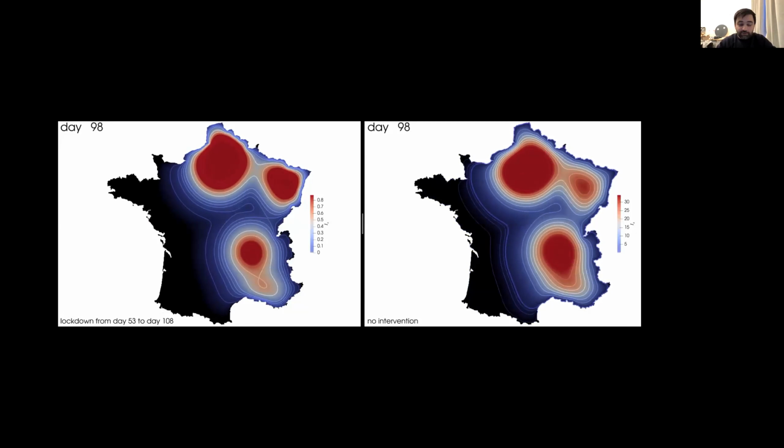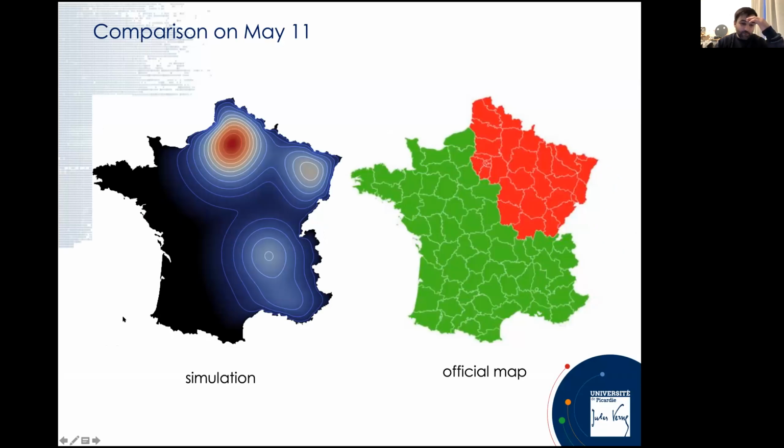And what was very interesting for me: I did the simulation before the end of lockdown. And this is the map, the official map given by the government, one day before the end of lockdown. So you have mainly France in two parts. This is the most infected area and this is the good area. But it was what we simulated.